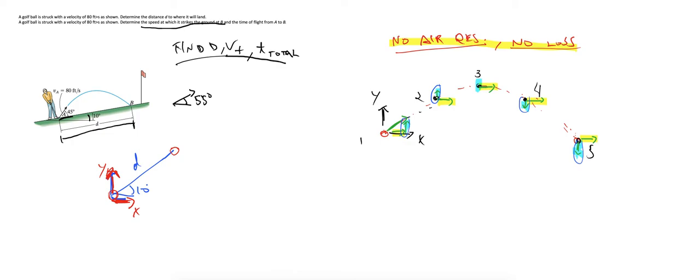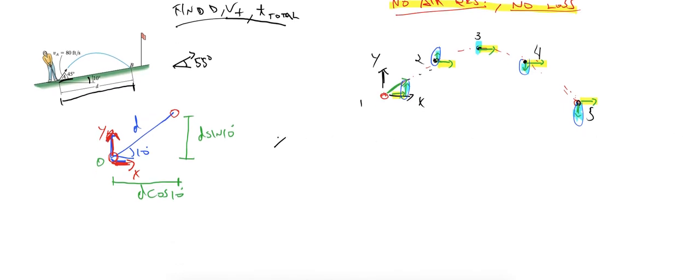Let me try to change colors. At landing, the height where it lands is d sine 10, and how far away it is from the beginning, which is 0 here, on the x-axis, we have d cosine 10. So with that in mind, we're going to be able to relate the x to the y position, and then finally solve for d. Before we do that, let's derive our equations. I don't like memorizing, and I don't think it helps using those kinematic equations. So we're going to do it from scratch.